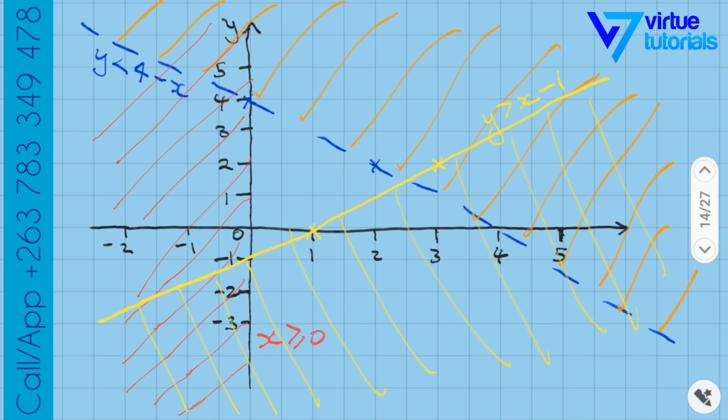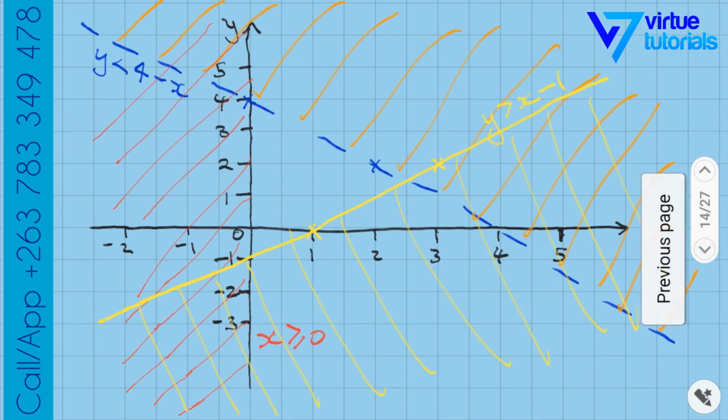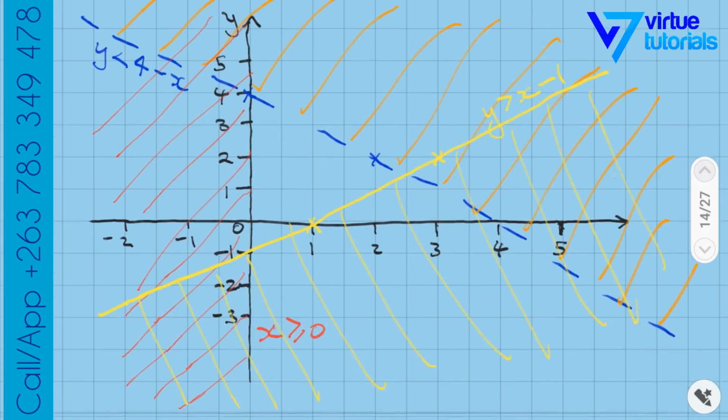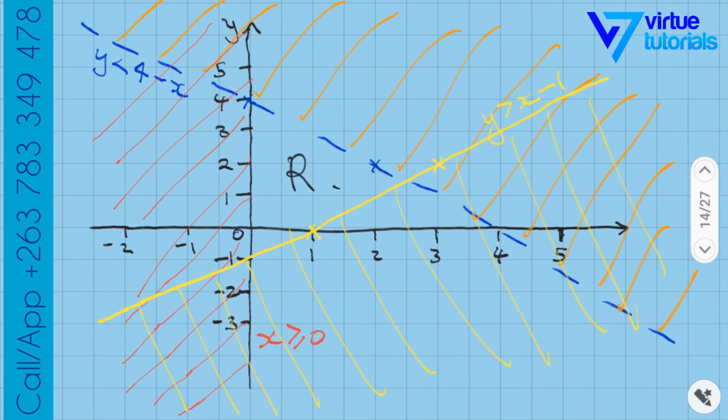Once we do this, we've drawn our 3 inequalities. We're left with this empty space in between. Typically, you should have this empty space left in between. That empty space left in between is our region R that we were looking for. We've simply drawn 3 inequalities, and the empty space in between is our region R.